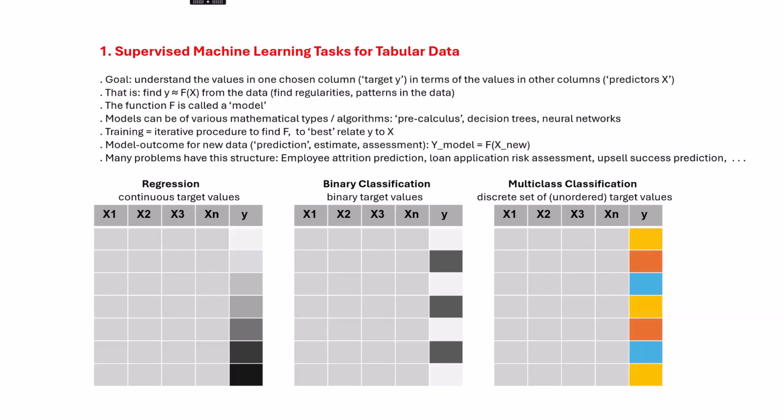Now, the target column can be of various types. It can have more or less continuous values. Say the target column is the price at which a home is expected to be sold. Then we talk about a regression problem. The target column can be binary, like fraudulent transaction or not fraudulent, or employee left or employee stayed. Then we talk about a binary classification problem. And the target column can have multiple discrete values that cannot be ordered.